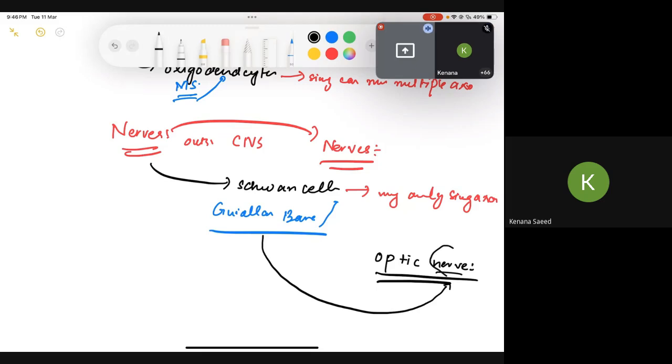Okay, if it's a nerve, we already discussed that nerves are lined by Schwann cells, and Guillain-Barré is basically a demyelinating disease of nerves. So, am I right or wrong? You're right. The optic nerve acts like a part of the central nervous system. It's the only cranial nerve that is considered a central nerve. Just answer my question. If we are suspecting a demyelinating disease of the optic nerve, would it be Guillain-Barré or multiple sclerosis? Multiple sclerosis.